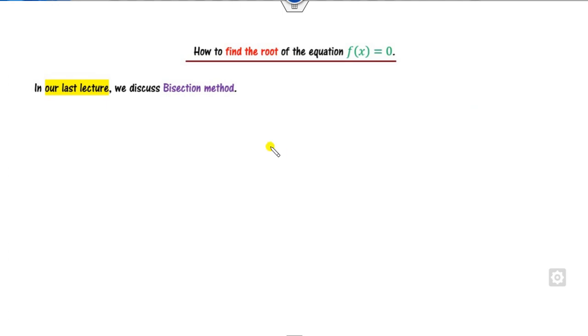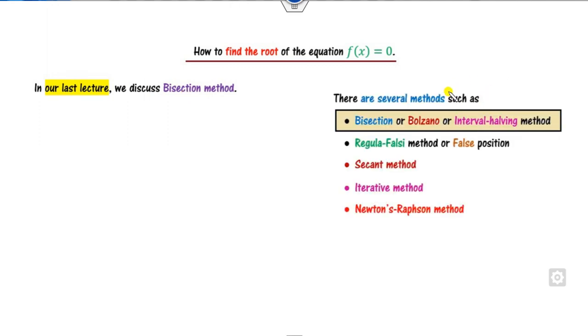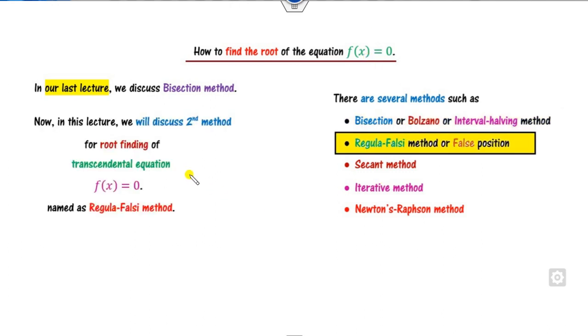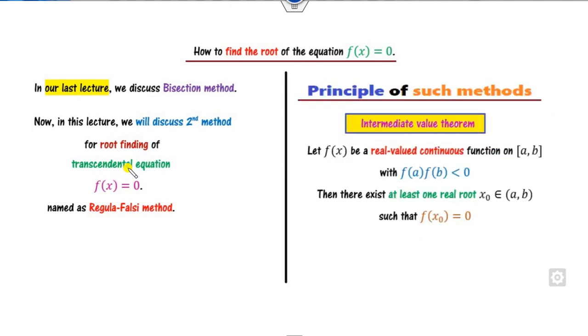As I told you, in our last lecture we discussed the theory of the bisection method, which is one of the iterative methods for finding the root of the equation f(x) = 0. In this lecture we will see how you can find the root of the equation by using the Regula Falsi method. Remember, all these methods are applicable for algebraic as well as transcendental equations.